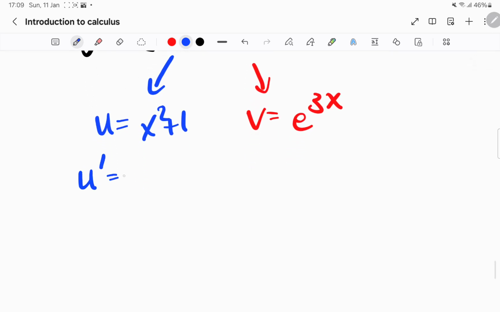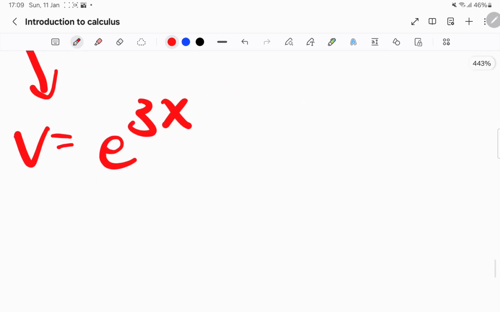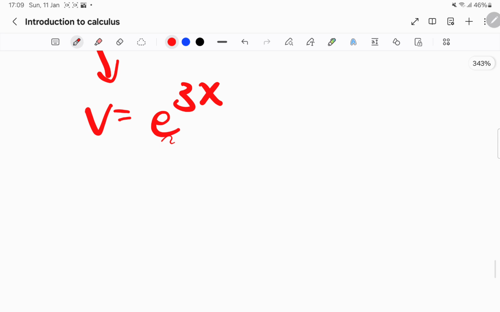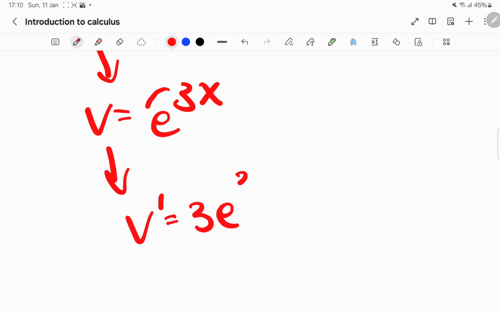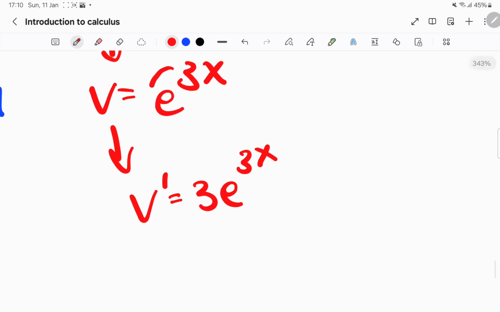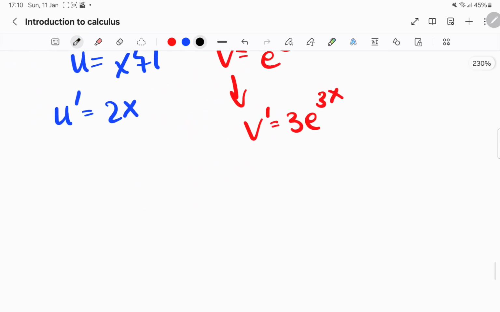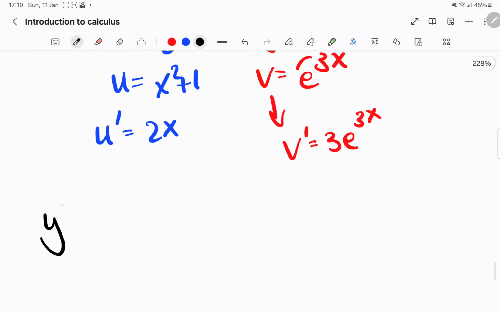U prime would simply be 2x. You guys remember what happens when you want to find the derivative of an exponential in which the x has a coefficient. V prime would be, bring down the power, 3e, and the power stays the same, 3e to the 3x, okay? Let's write down our final answer.